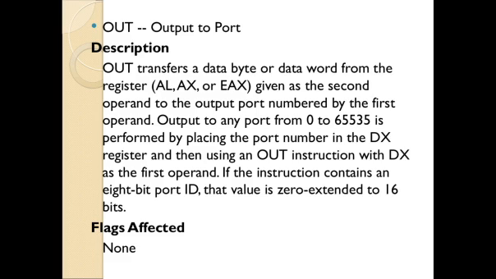Next, OUT. It will be used to write or transfer data, a byte or word, from the register AL, AX or EAX to the port number which is specified as the second operand, or that port number can be stored in the DX register. So we can use DX as an operand in the OUT instruction. No flag is affected.